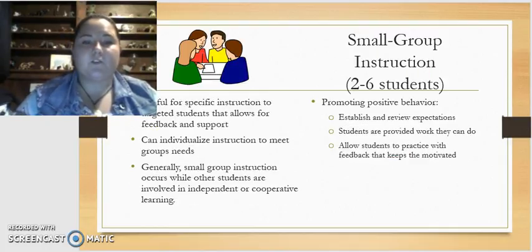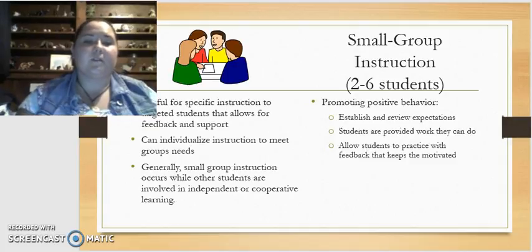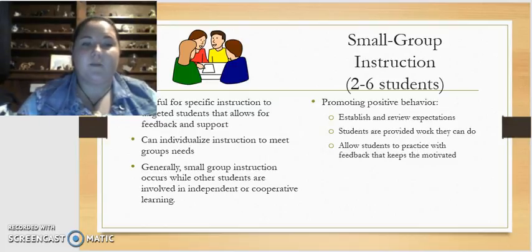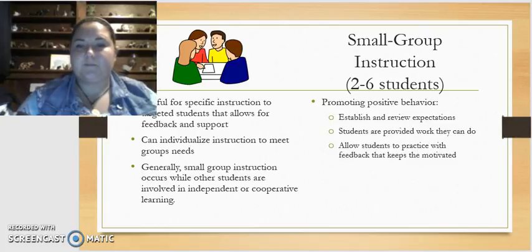There's also small group instruction, which is useful for specific instruction to targeted students. And this allows the teacher to give specific feedback and help them if they're not quite getting it. You can individualize instruction to meet the group needs or the needs of students in the group. And generally, small group instruction occurs when other students are doing independent or cooperative learning.